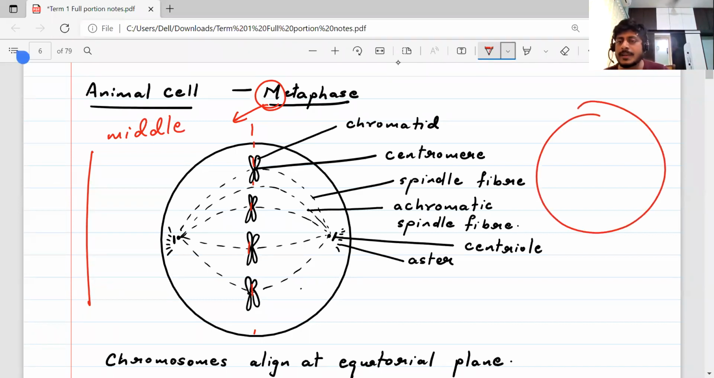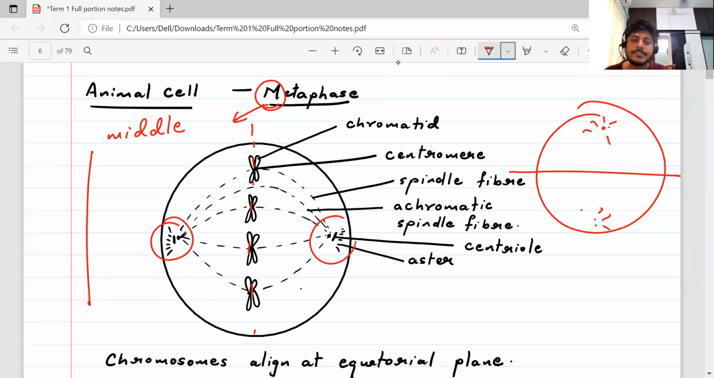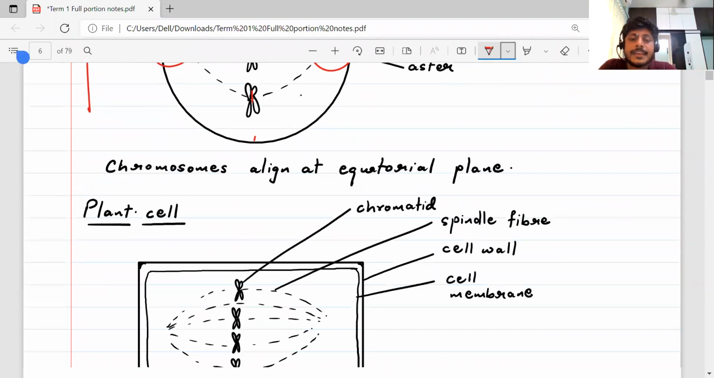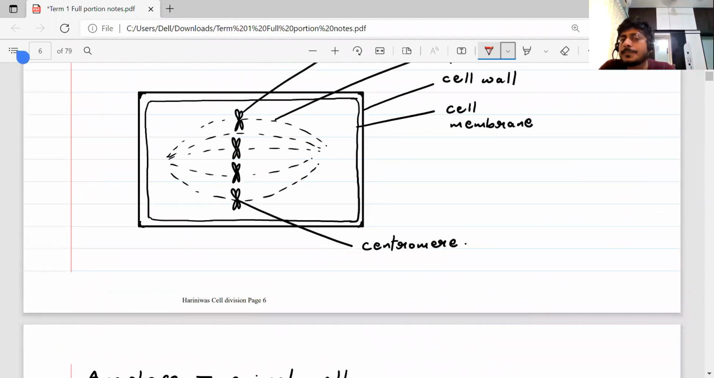It could be like this or it could be like this. If it's like this, then you will have your centrioles over here at the poles. And if it's like this, you can see this is the centrosome. So this dot and line is the centriole. The ray-like structures are the asters. Here, there is a special additional labeling that we put, which is the achromatic spindle fiber. The achromatic spindle fiber is the fiber which does not pass through any centromere. So there's a spindle fiber that's not passing through any centromere. It's your achromatic spindle fiber. Specialty: chromosomes align at the equatorial plane. The same thing happens in the plant cell also.